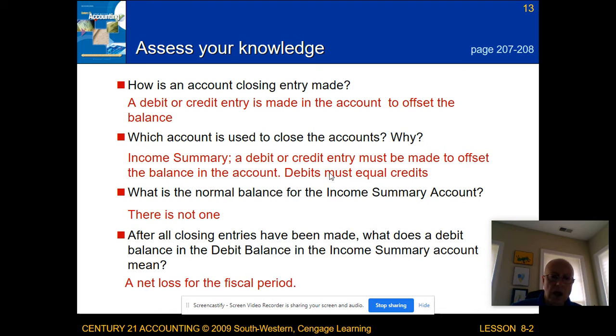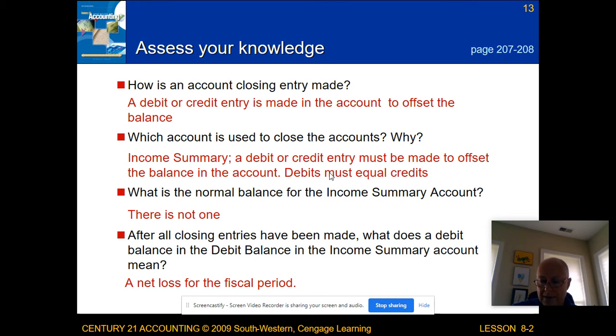All right, so after all the closing entries have been made, what does a debit balance show on the income summary account? Well, it means you had a net loss. So again, one of those questions, if you have a credit in the income summary account at the end of the fiscal period after you've made all of your closing entries, what does that mean? Well, it means you have net income. That's one of those things you might see on a certification test at some point.